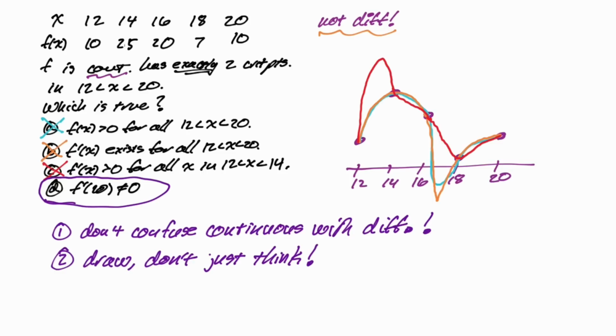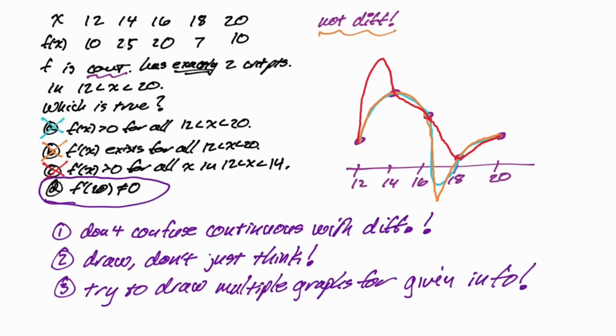The other thing I would say is draw graphs, don't just think about them. You waste a lot of time thinking and you'll forget what you have already thought about or what you haven't thought about. Just draw your graphs. And then the other thing is always try to draw multiple graphs that satisfy the given information so that you make sure that you're not bringing into the problem something that's not really given in the problem. So I think those 3 things are all illustrated really well by this problem. And also that should have said f prime of 16.